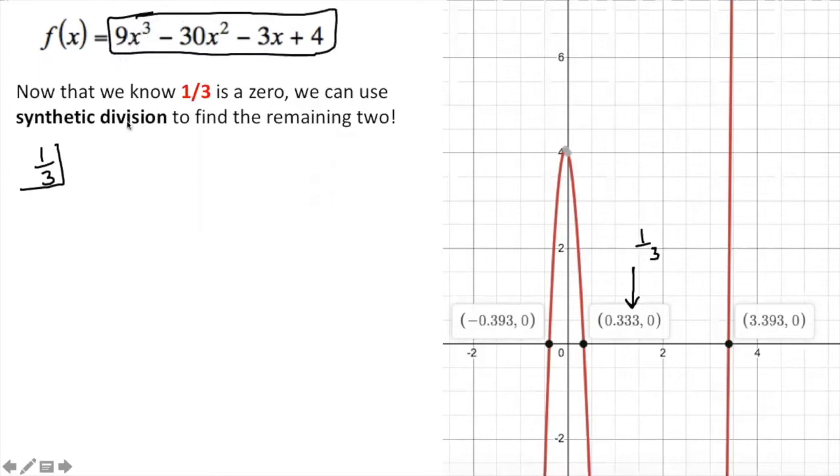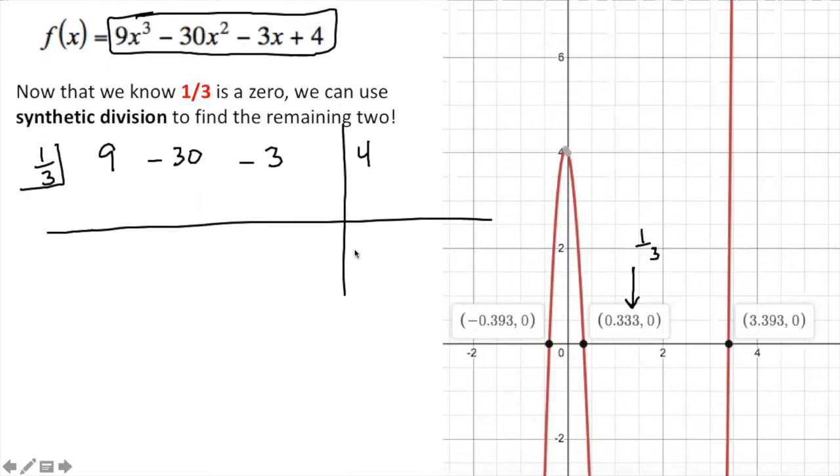So in front of the x cubed, I have a 9. Leave a little space. I have a minus 30. I have a minus 3. And I have a positive 4. Now I draw what I call my answer line and my remainder line. If I were to have a remainder, it would be right here. I need a remainder of 0.